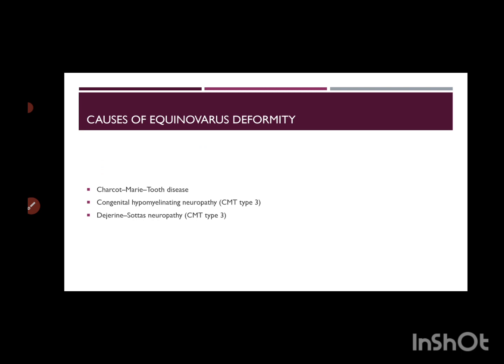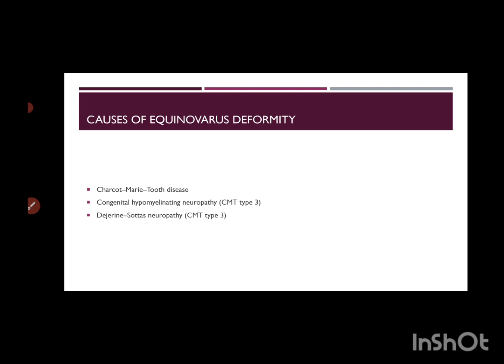So in a nutshell, what I am trying to convey is that whenever there is foot deformity in the form of pes cavus or equinovarus deformity, the two neurological differentials should come to your mind. One is Friedreich's ataxia and the second one is CMT or HMSN. So under that, especially type 3 CMT, that is congenital hypomyelinating neuropathy or Dejerine-Sottas neuropathy, should be in the differential diagnosis. But whenever the equinus deformity or pes cavus is unilateral, then the non-neurological causes of those conditions will take the priority.